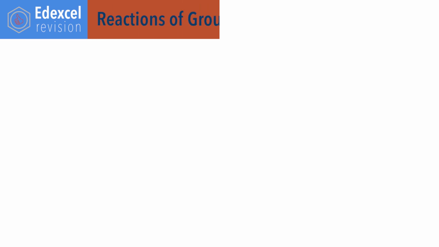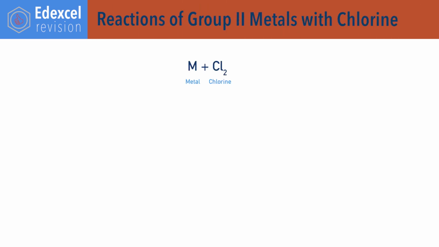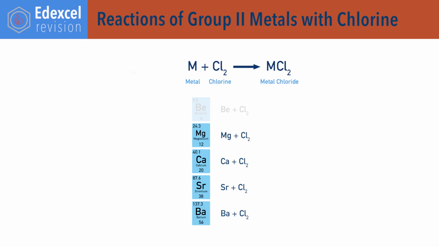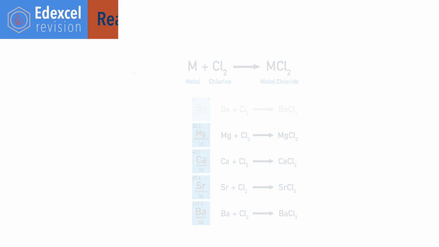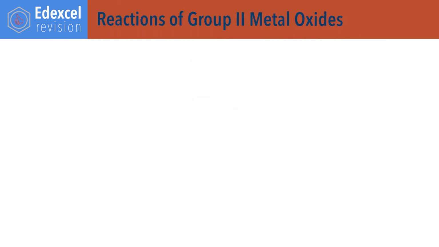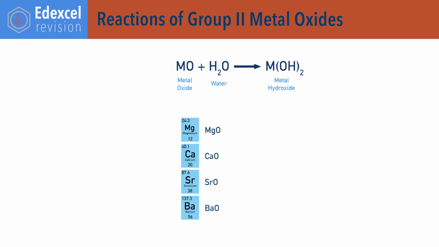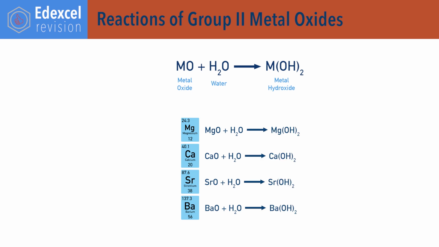Group 2 metals react with chlorine gas to form metal chlorides, with a general reaction of metal M plus Cl2 to metal chloride, MCl2. Group 2 metal oxides react with water to form metal hydroxides and an alkaline solution, with a general reaction of metal oxide plus water to metal hydroxide. MO plus H2O forms M(OH)2.